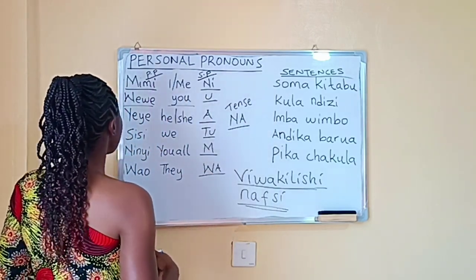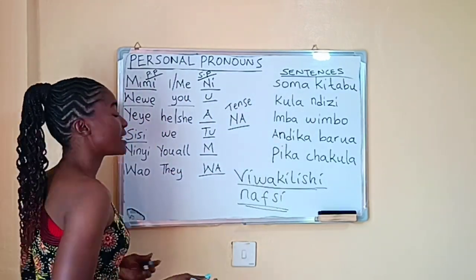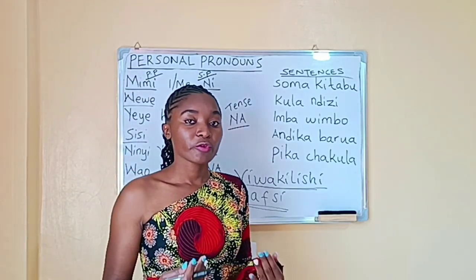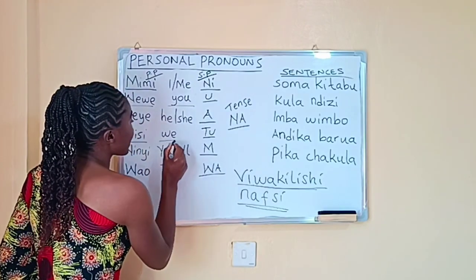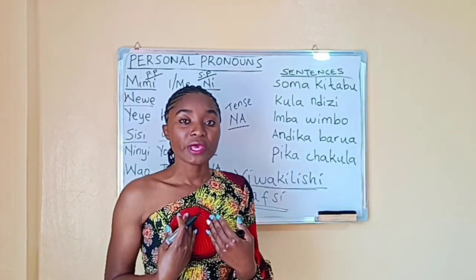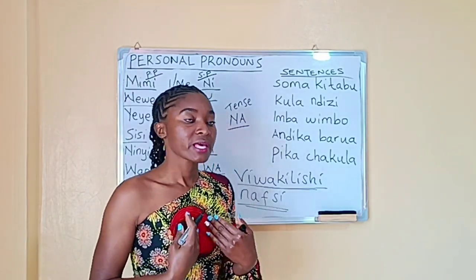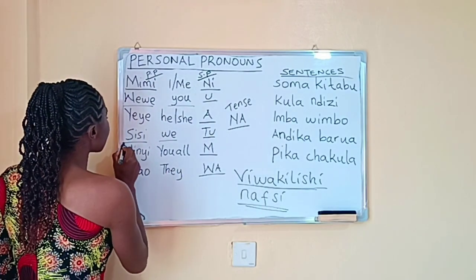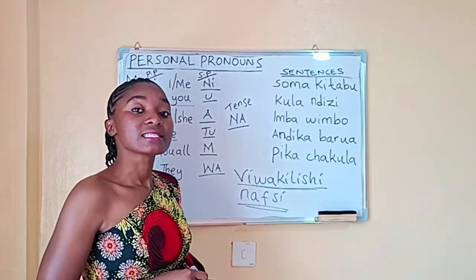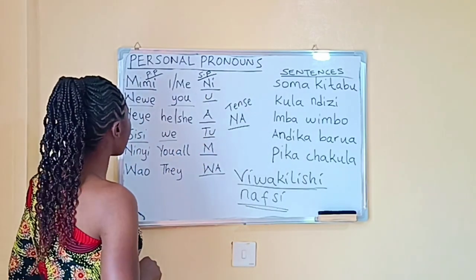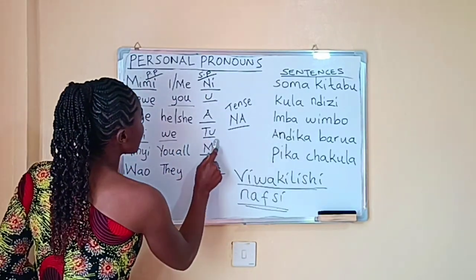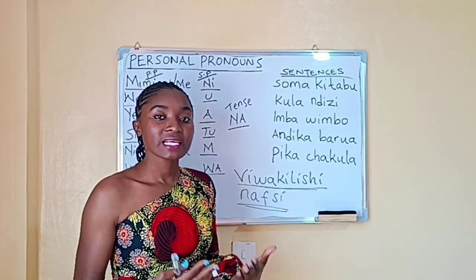And then we move to sisi. Maybe if we are many, I'll say sisi. We, or us. So in Swahili we say sisi. And it's always represented by tu. So you say sisi, tu.